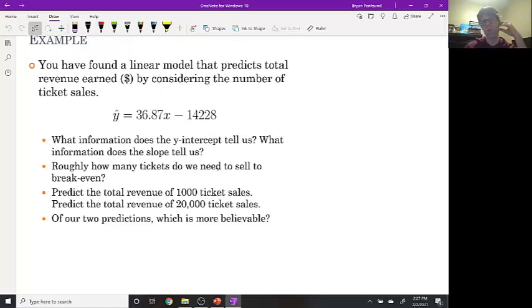So let's say we've gone through Microsoft Excel, and we've found a linear model that seems to fit the data quite well, and it's going to predict total revenue earned in dollars by considering the number of ticket sales. Here the number of ticket sales is the X variable, the explanatory variable, and our response variable is the Y variable, which is our revenue earned. The first question asks what kind of information the y-intercept tells us, and what kind of information the slope tells us. Let's break this down.